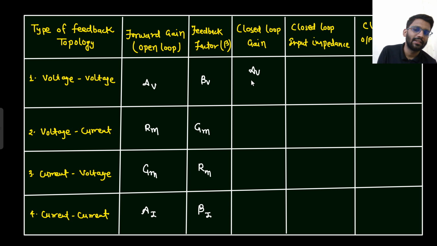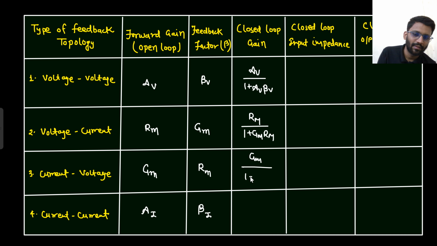What was the closed loop gain? Here the closed loop gain was AV upon 1 plus AV beta V. What was the closed loop gain here? RM upon 1 plus GM RM. What was the closed loop gain here? GM upon 1 plus RM GM. And what was the closed loop gain here? AI upon 1 plus AI beta I.